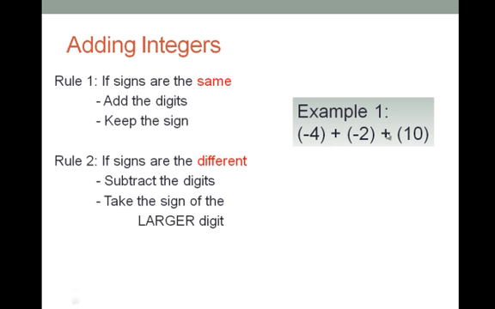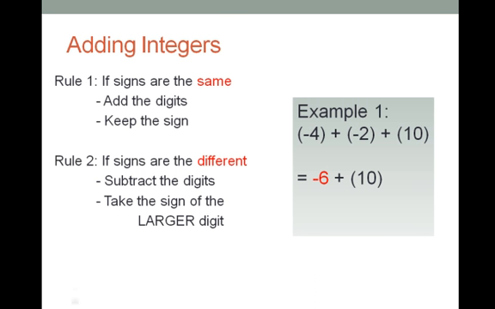So if we look here at our first example, we have -4 add by -2. So the signs here are the same, they're both negative. So I'm going to add the 2, 4 and 2 is going to give me 6, and then I'm going to keep the sign. So my answer is -6.